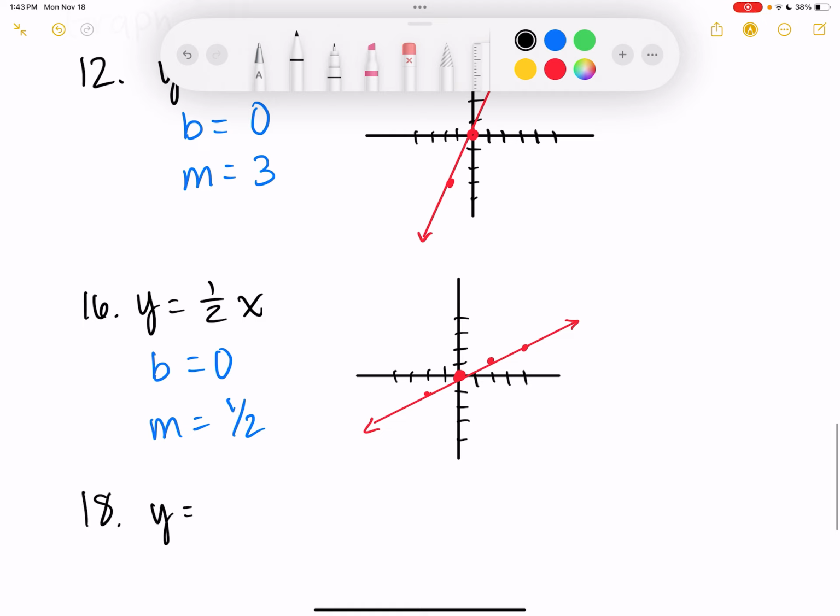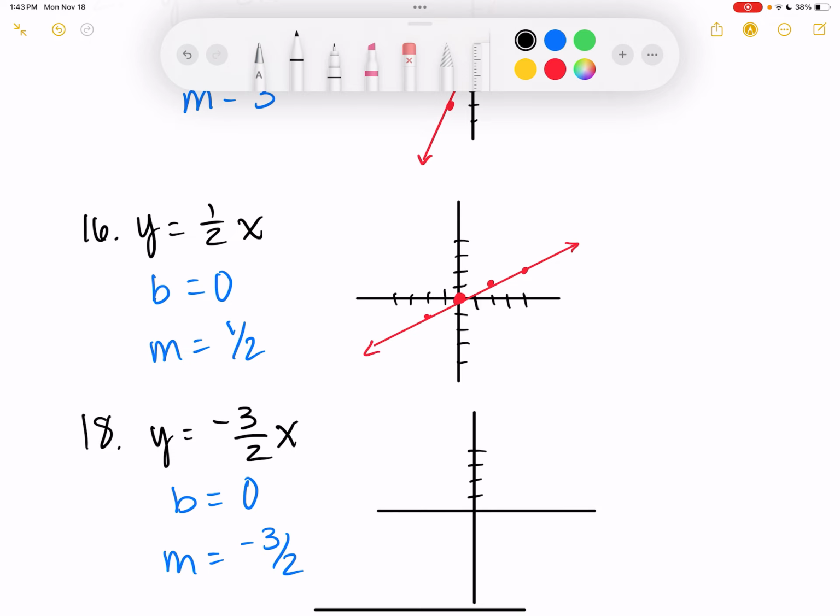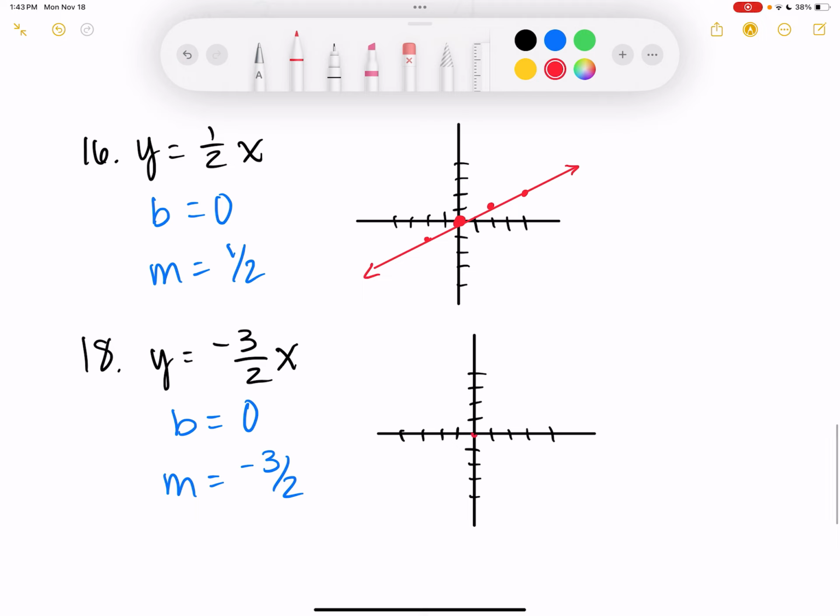Let's look at 18. y equals -3/2 x. What's the intercept? 0. What's the slope? -3/2. All right, so set up your graph. Got my intercept at the origin. What does this slope of -3/2 tell me to do?